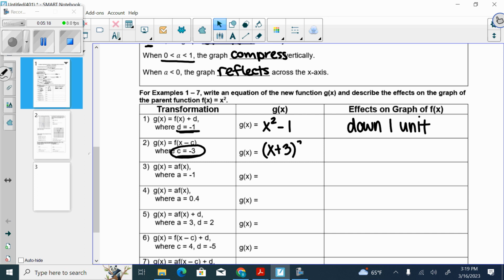And then I just put my square out there on the outside. And it didn't say anything else, so we're good. So what does x plus 3 in the parentheses mean? Which way did we say that means it's moving? Good. So I'm going to say it moves left 3 units. Good.